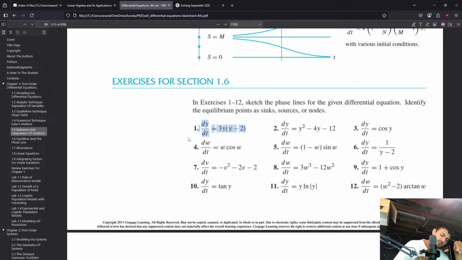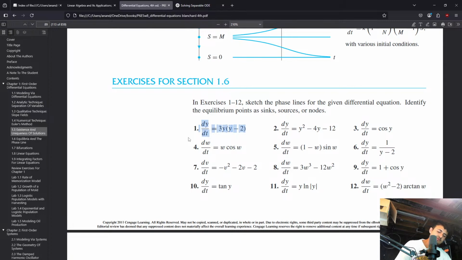So similarly, what we are going to get is a source at y equal to 2. That's an equilibrium point, but it's a source. And we are going to get a sink for y equal to 0. Now, also, let's just verify this.